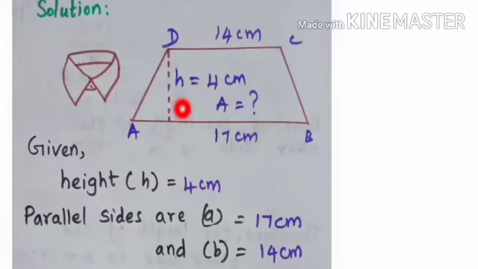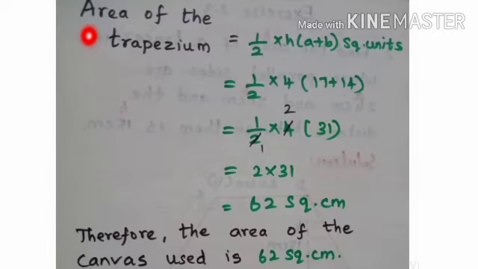Now, first draw a trapezium and mark all the given values. And write down what are the values given. Given h is equal to 4 cm, parallel sides a and b are 17 and 14 centimeters. Children, now we know that the area of the trapezium is 1 by 2 into h into (a plus b) square units.